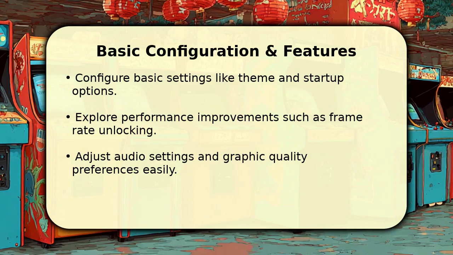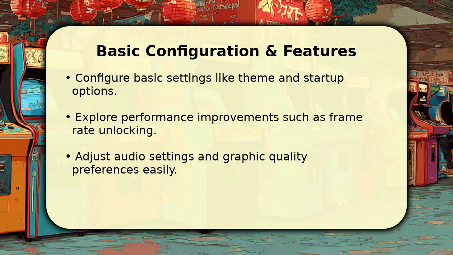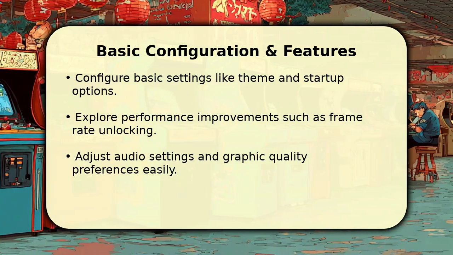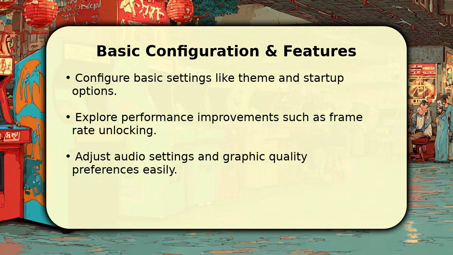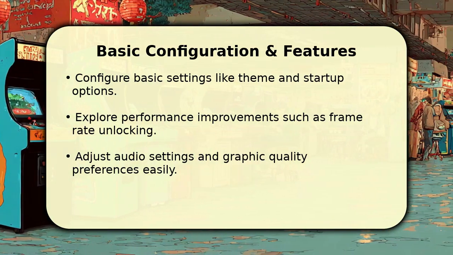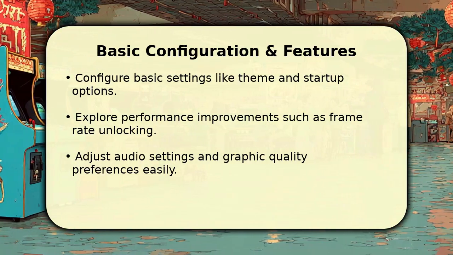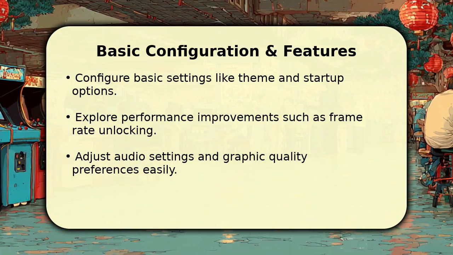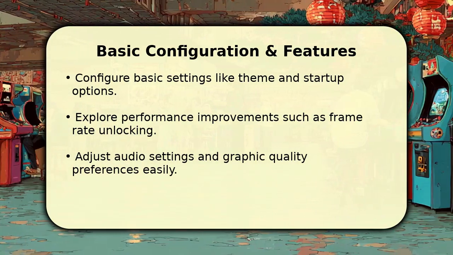After installation, open Bloxstrap Settings menu to personalize your experience. You can switch between light and dark themes and decide whether Bloxstrap launches with Windows. Crucially, unlock your frame rate to 60, 120, or even higher for smoother gameplay. Adjust graphic quality and audio output to match your system's capabilities and your personal preferences for an optimized session.